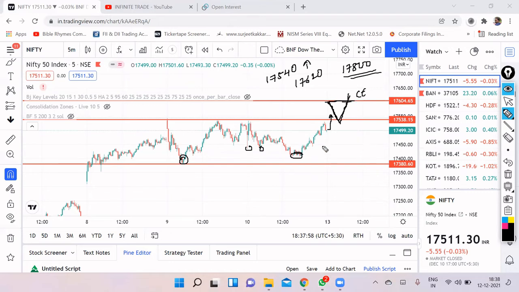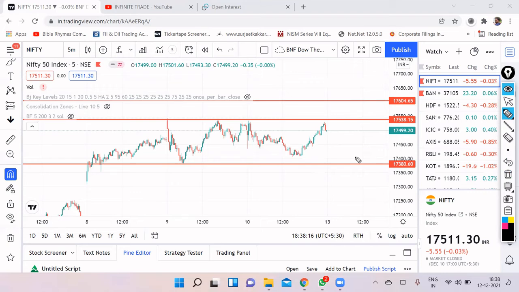So this is one of the cases. And second, if we gap down, we are not going to do anything. We will only buy put below 17,380. Okay, so no put side trade as of now. So this should be our plan.